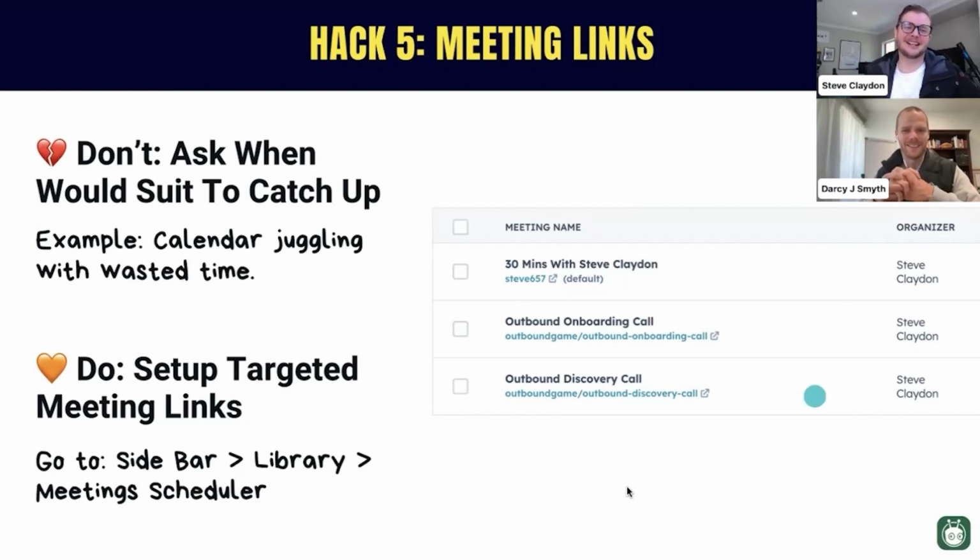So don't ask, "Hey, when would suit to catch up?" and constantly juggle the calendar with wasted time. Instead, set up targeted meeting links. And with meeting links in HubSpot, you can connect your calendar.